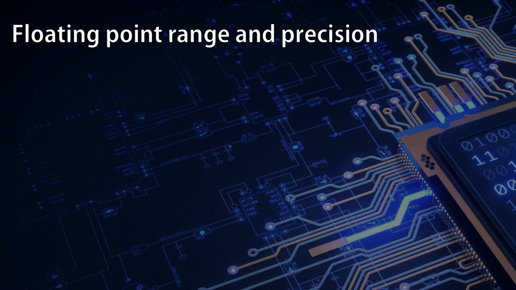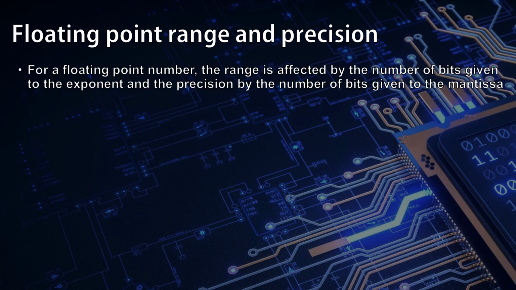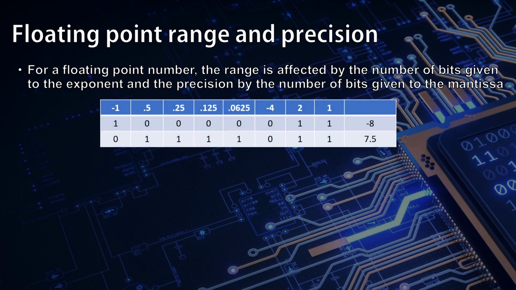For floating point numbers, the range is affected by the number of bits given to the exponent and the precision by the number of bits given to the mantissa. If we look at an example with 5 bits for the mantissa and 3 for the exponent, the smallest number we can make is -8 and the largest 7.5.